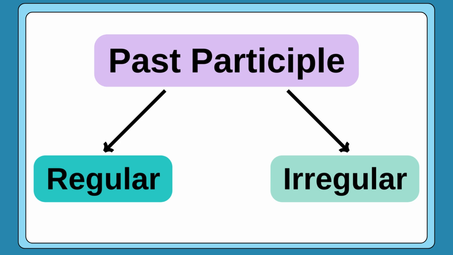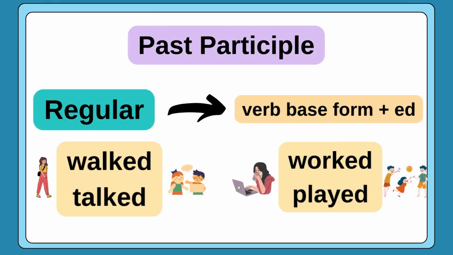If you remember, after the verb have, we have the past participle. The past participle is different than the past tense of a verb. For some verbs, it is the same. For other verbs, it is different. This is why we split the past participle into regular verbs and irregular verbs. For regular verbs in the past participle, it looks just like the past tense of the verb. It's the verb base form plus ed, such as walked, talked, worked, or played.